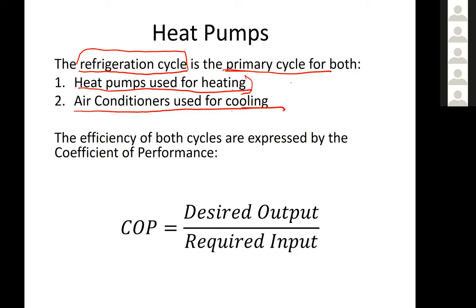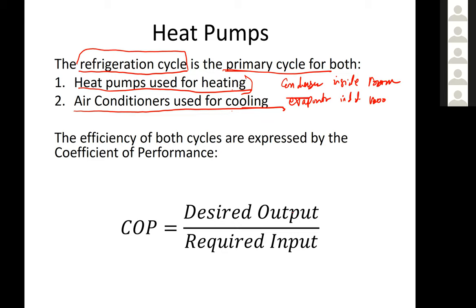With the heat pumps, we have the condenser inside the room. With the air conditioners, we have the evaporator inside the room. So we are basically reversing the cycle. And then we have to select the refrigerants in such a way that would match the desired temperatures, and of course, within an acceptable range of pressure values.